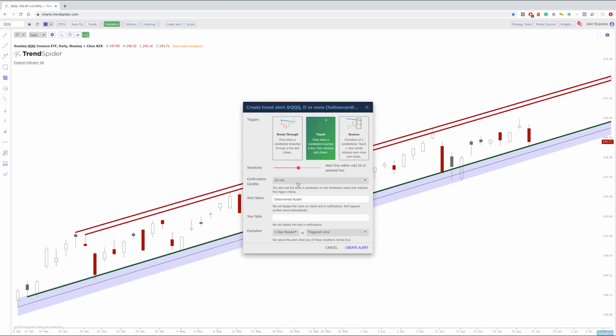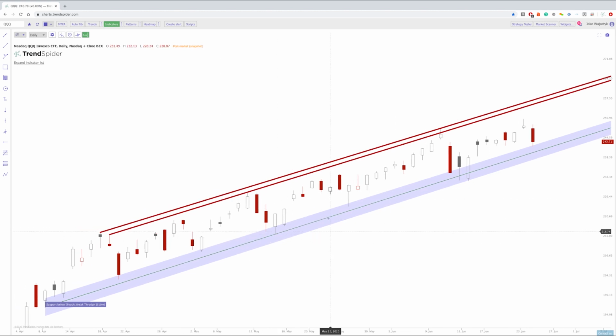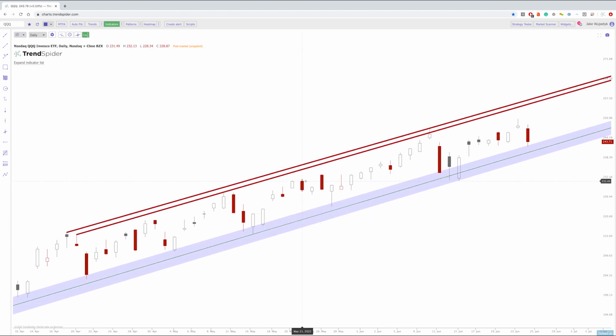And then we can change the alert name to whatever. Support below. Maybe we also want to know when the price actually breaks through this line. We want to make sure we define that within the criteria as well. And then let's say we want to know, after 10 days have passed, when that happens. So now, notice here, I don't have to have that extra line. I simply have this area above, and let's do the same thing for this area below.